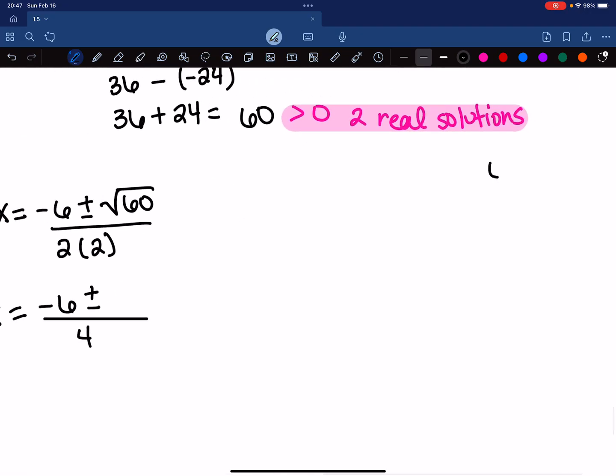So 60 breaks down into 2 times 30. That breaks down into 2 times 15. And that breaks down into 3 times 5. So we have a pair of 2's that get to leave. And then neither one of these have a pair. So you multiply them back together to get 15. And that's what goes underneath the square root, the radical. So we get 2 rad 15.